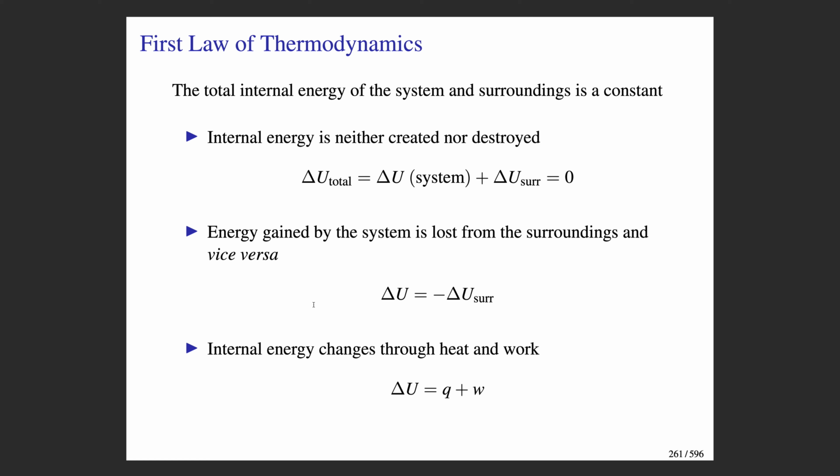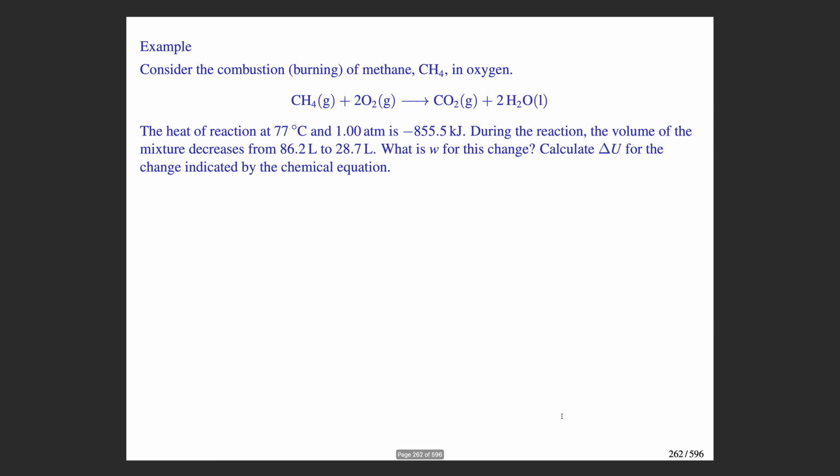There are two ways in which the internal energy of the system can change. Either heat can occur or work can occur. So this is an alternate or a secondary statement of the first law of thermodynamics, and we're going to use this equation in a couple of example problems.